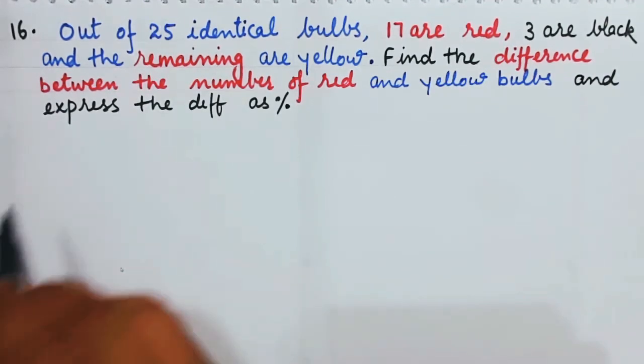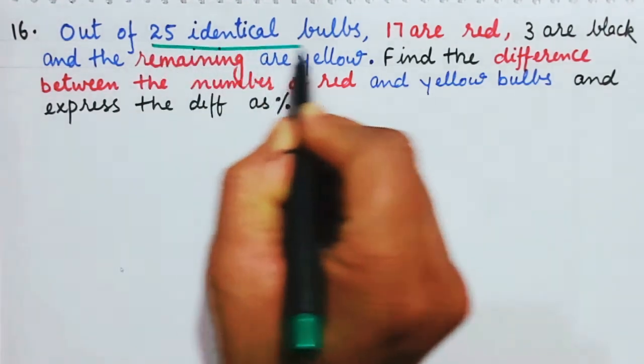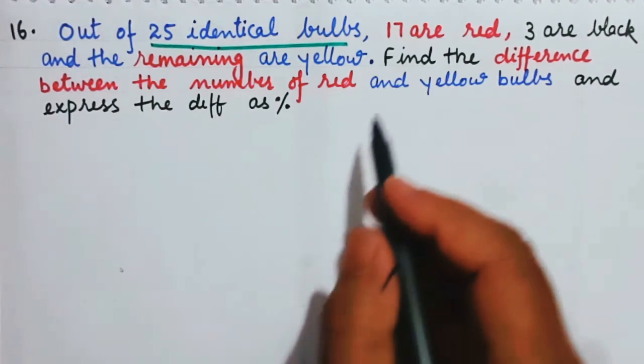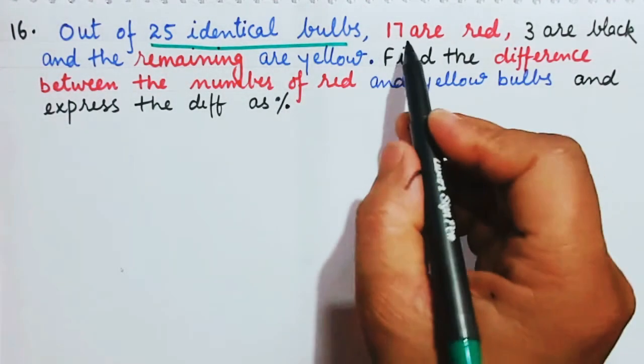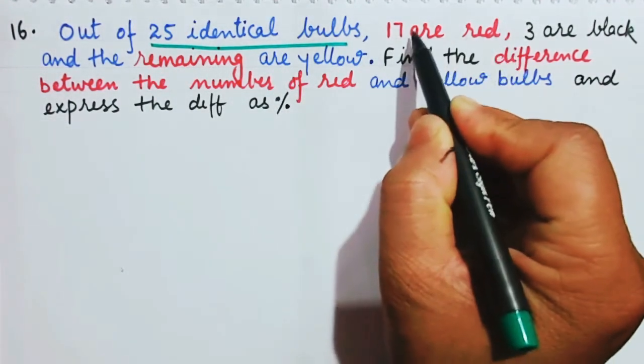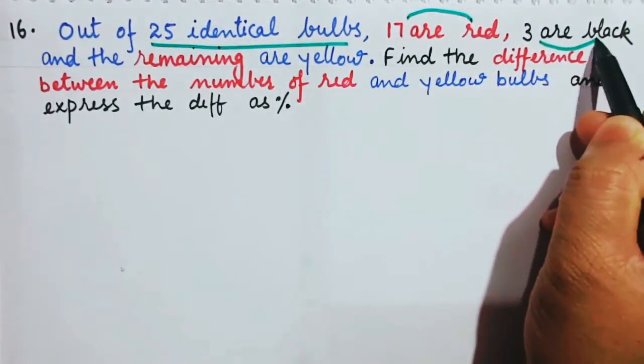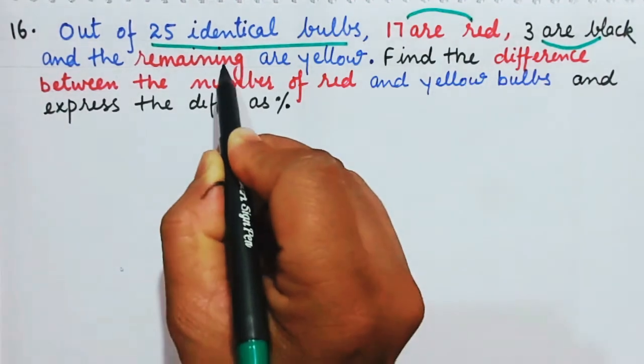So out of 25 identical bulbs, means the bulbs are of the same type, okay, 100 watt you can say. 17 are red, while 3 are black, and the remaining are yellow.